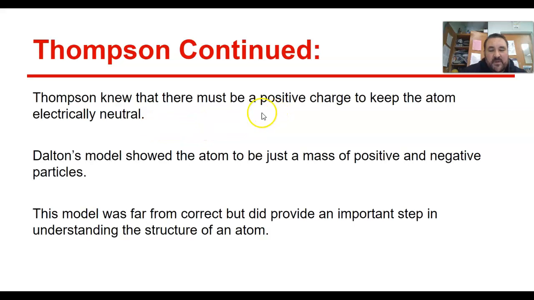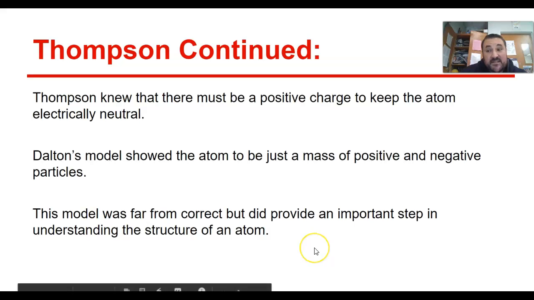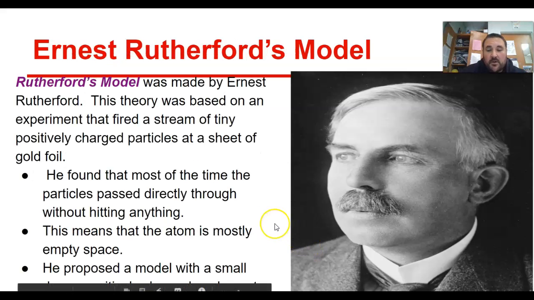He knew that there had to be a positive charge because we found the negative charges. There has to be a mass, and basically he didn't have a whole lot of proof other than he knew that there were negatives and there had to be mass. But it did show us that there were negatives and positives, and that led us to Ernest Rutherford. Rutherford's one of my favorite scientists.